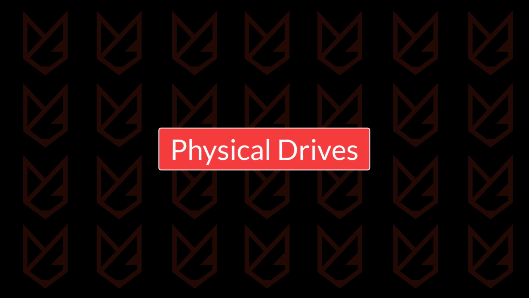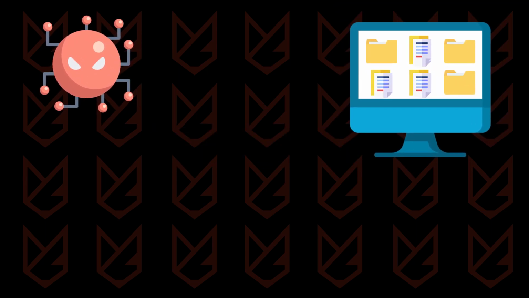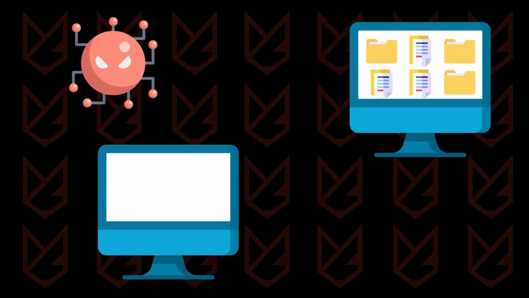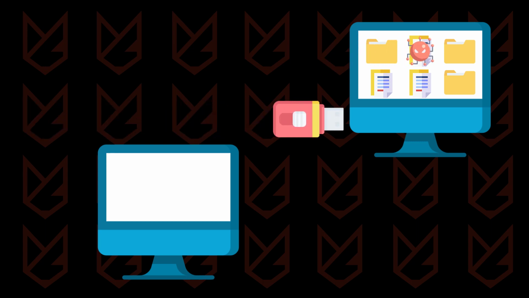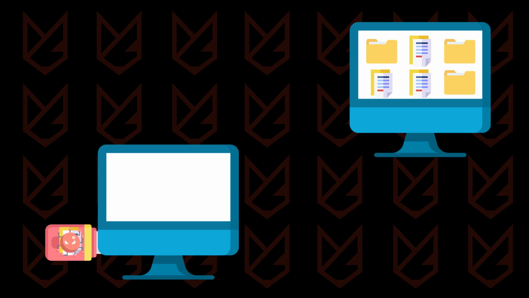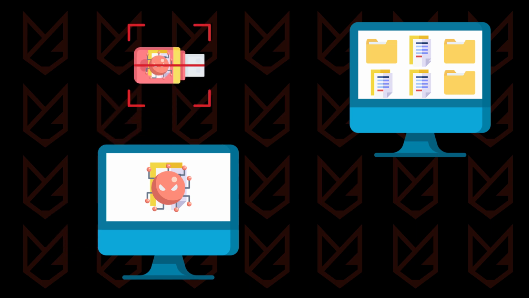Physical drives. It is an old method of distributing malware. Malware attaches itself to the files, and when you move them, they infect the other devices. Viruses and worms use physical drives like USB storage and external hard drives. To stop the malware spread through physical drives, you should scan the drive with good anti-malware before using it. Also, don't plug in any unclaimed removable drives.